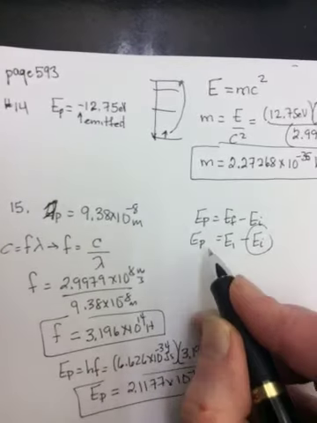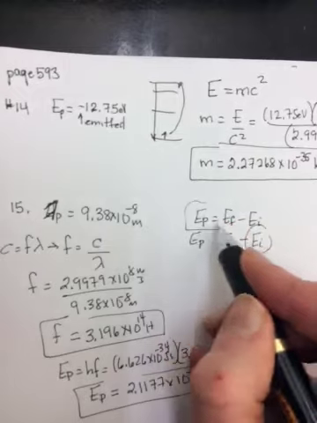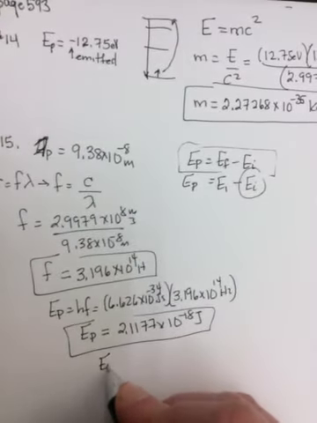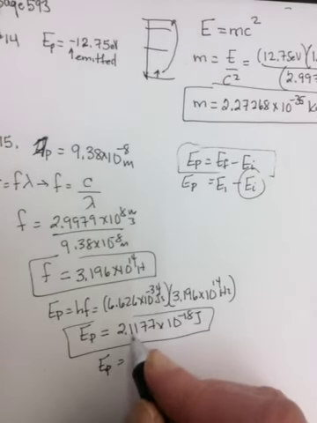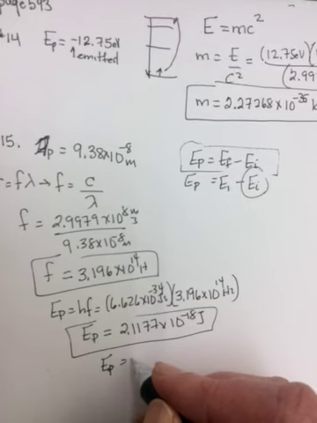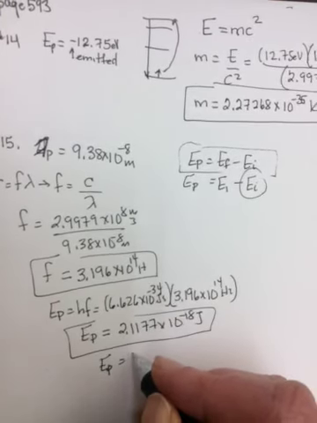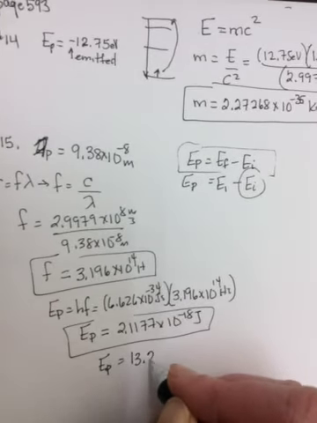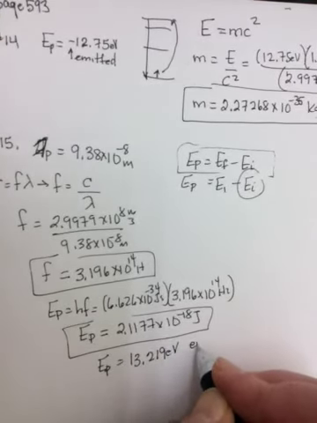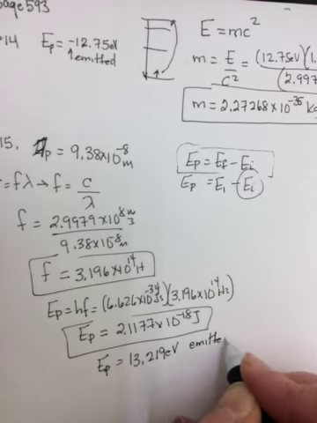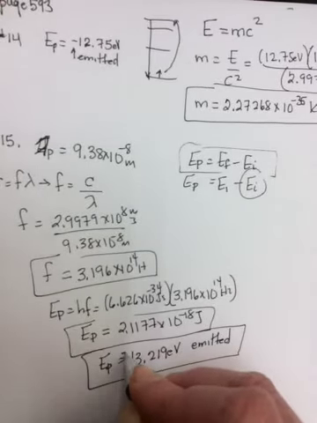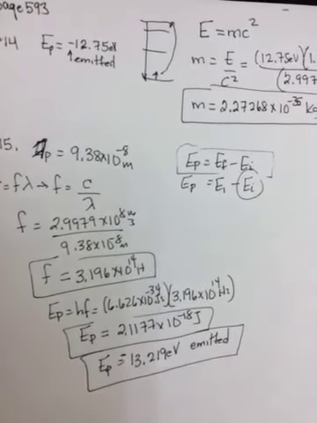Okay? But if we're going to use it in this equation up here, we're going to need to change it into electron volts. So E_p in electron volts: divide by 1.602 times 10 to the negative 19, and you end up getting 13.219 electron volts. And it's going to be emitted because it says you end up in the ground state. Okay, so if it's emitted, it's going to have to go in as a negative.